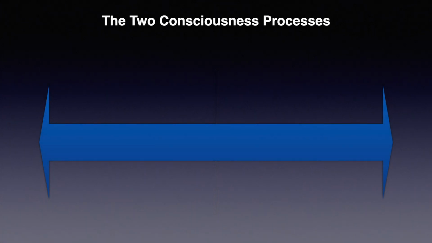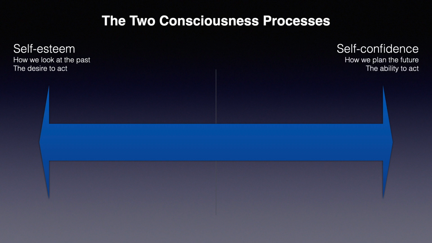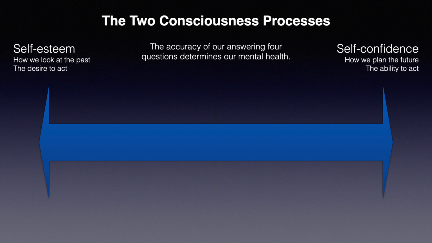So I'm going to start with a decent amount of theory, but that's needed in order to support the logic of the improvement process. With that, let's get to the model. The foresight model says our consciousness is effectively composed of two processes: self-esteem, which is how we look at the past, and self-confidence, how we plan the future. In order for both to function properly, for us to accurately model reality, we need to be able to answer two questions each. We'll ignore the self-confidence questions because they're not relevant here.